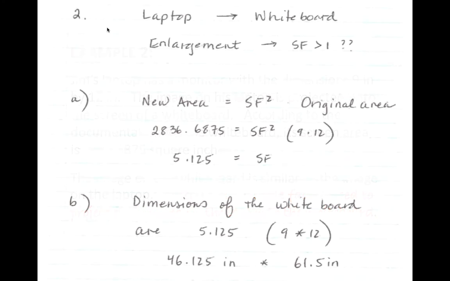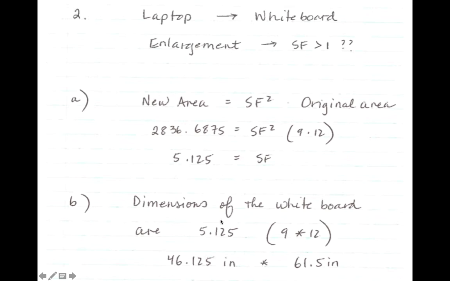So let's take a look at what we have. We're going from the laptop to the whiteboard. So we know it's an enlargement. That means our scale factor is going to be greater than 1. So let's watch and see what happens and make sure we get a scale factor that's greater than 1. The new area equals the scale factor squared times the original area. So the new area is the whiteboard area, and we pull that number from our question. Our scale factor is what we do not know. And then the original area of the laptop is 9 by 12. And so when we use our numbers, remember you're going to be dividing by the 9 by 12 and taking a square root. You should get an answer of 5.125.